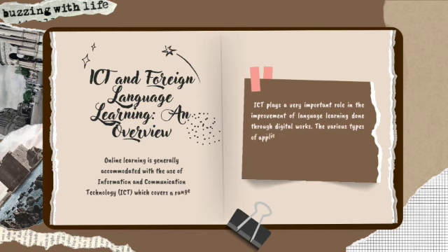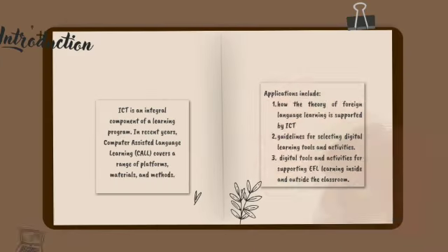In this video, we will discuss ICT and foreign language learning, an overview. Online learning is generally accommodated with the use of information and communication technology, or ICT, which covers a range of tools, methods, and activities. ICT plays a very important role in the improvement of language learning done through digital works. The various types of applications available are very helpful for us in this learning process.